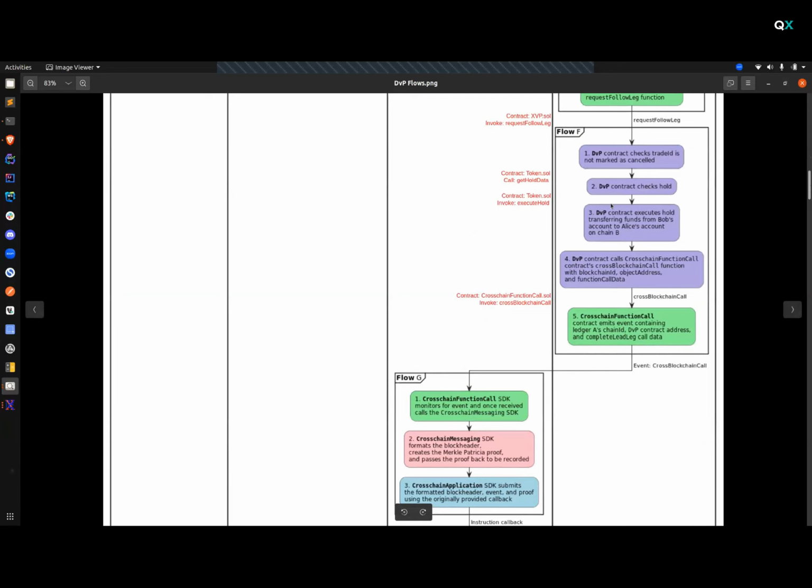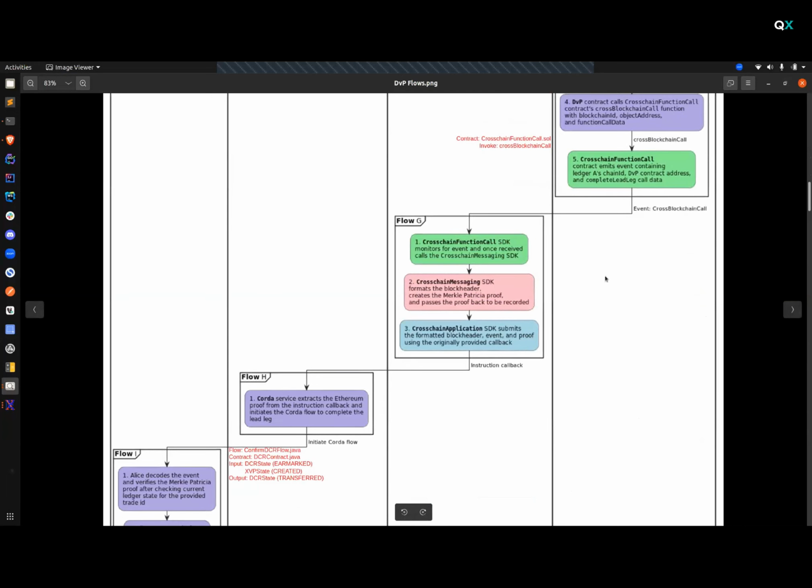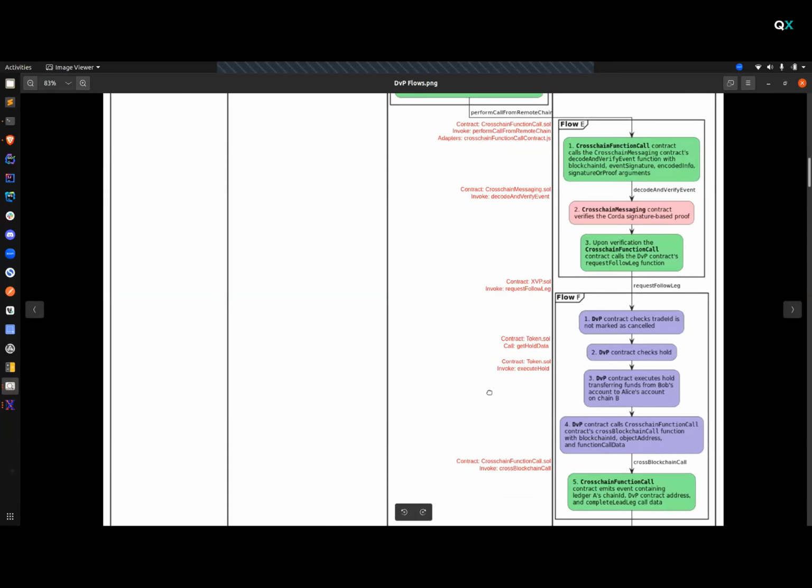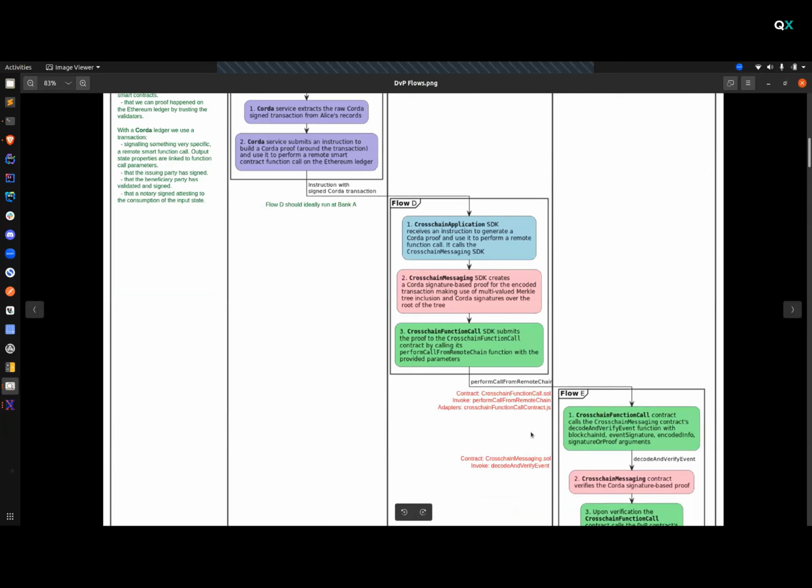The hold will be executed and an event will be emitted, attesting to that happening on the ledger. It will be wrapped up in an Ethereum proof, and via a callback, it will be given back to a Corda service, which will then initiate a Corda flow. So the callback was given to us when the settlement instruction was submitted.